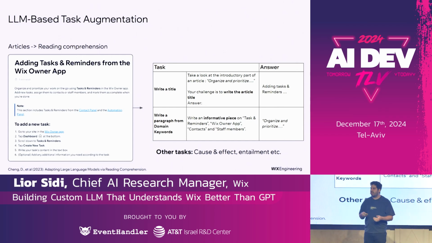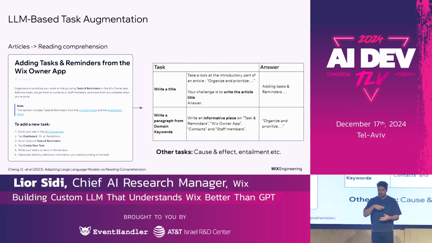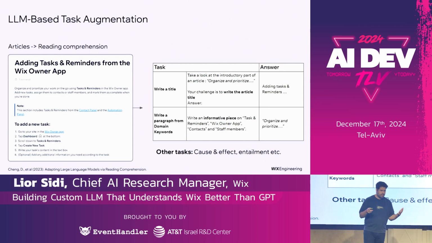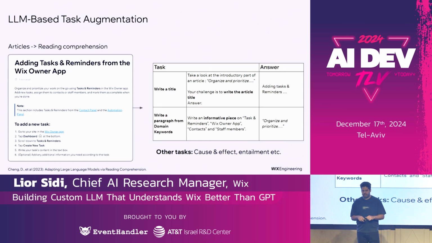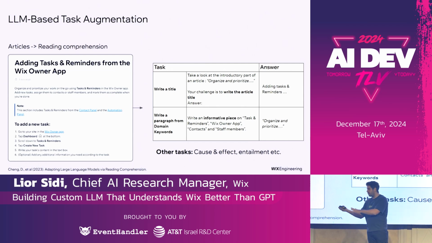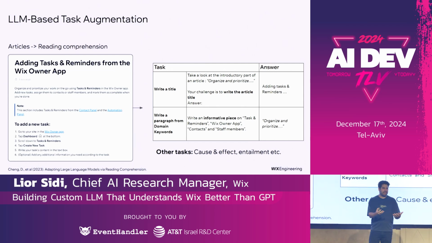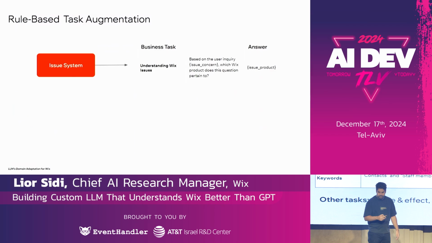And there are also other reading comprehension tasks that we can create, like cause and effect, entailment. The list goes on. It's a very cool technique where eventually we want to have an input, like the task, for example, given the paragraph, please generate the title, and the output, which is the title itself. This is our data that we're actually going to train the models on.